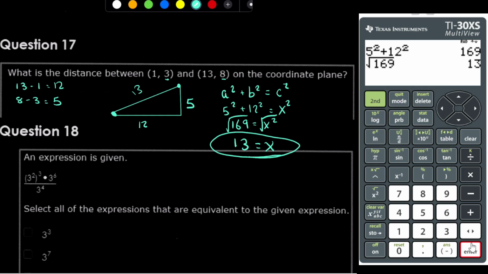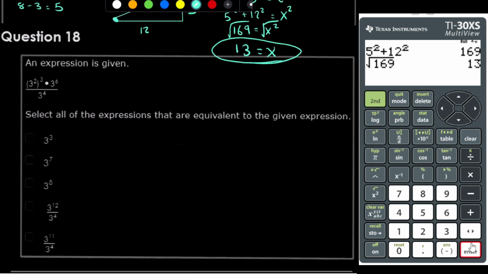All right, an expression is given. Select all the expressions that are equivalent to the given expression. So this is, to make it easier to read, 3 to the second raised to the third, times 3 to the 6, over 3 to the 4. This requires a variety of exponent rules that we've learned. So remember your exponent rules.